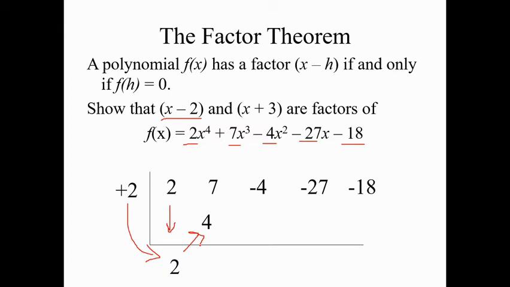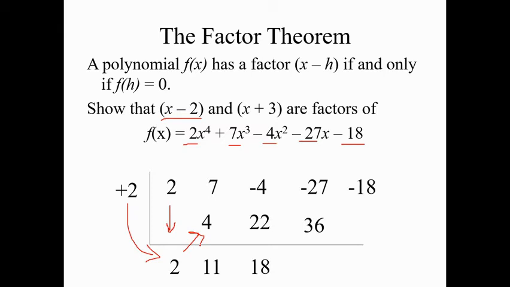7 plus 4 is 11. So I'm going to take 2 times 11. It's going to give me 22. Negative 4 plus 22 is going to give me 18. Remember that 2 times 18 is going to be 36. 27.